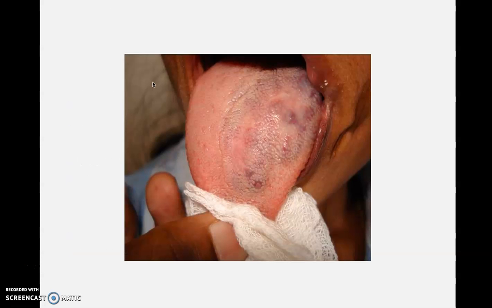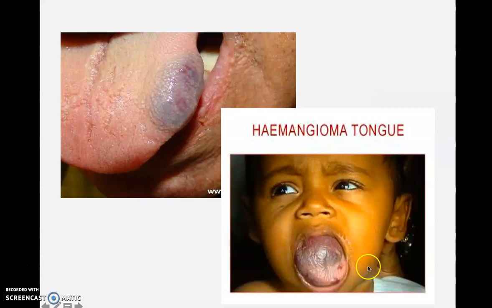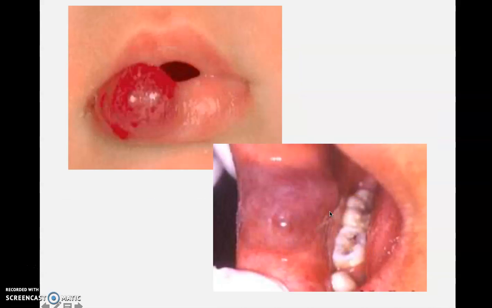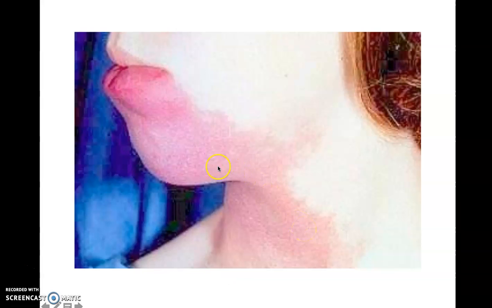Okay, so this is an example of hemangioma. You can see a nodular, red, bluish color on the tongue. That is a very big hemangioma of the tongue. Usually it's among children and ladies. Okay, this is on the lips. This is part of Sturge-Weber syndrome. We are going to learn about it later.